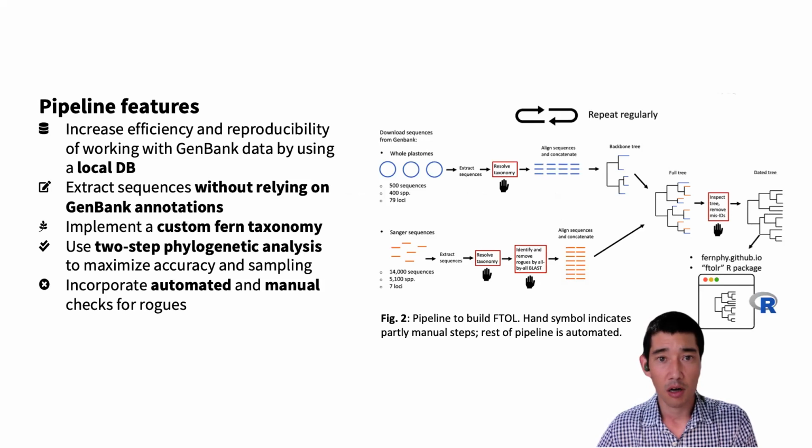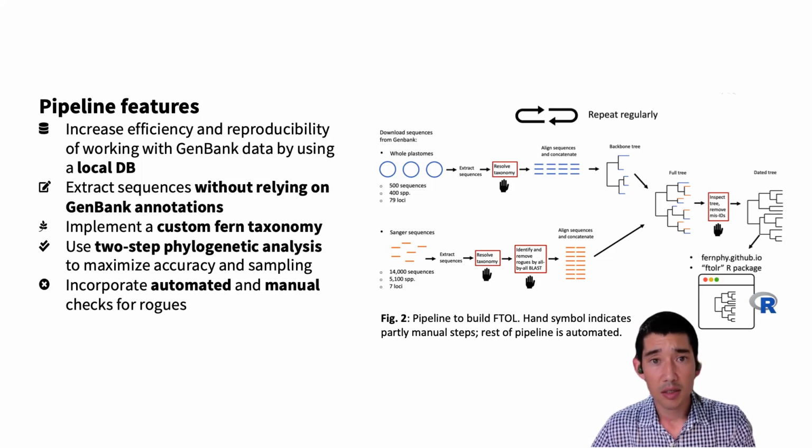This is an overview of the workflow that we use to build the fern tree of life. I'm just going to go ahead and walk through some of the main features that I think are really useful and might be helpful to others. First of all, we increase the efficiency and reproducibility of working with GenBank data by using a local database. This is because we need to query the GenBank data multiple times, so it's more efficient to use a local database. Furthermore, it can increase reproducibility because we have a snapshot of GenBank data, and otherwise data on GenBank are being updated every day.